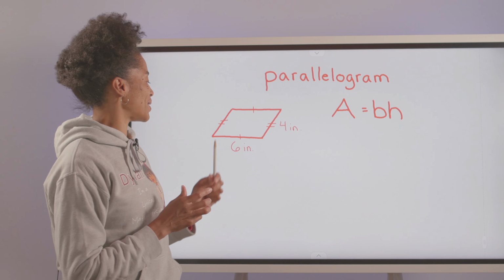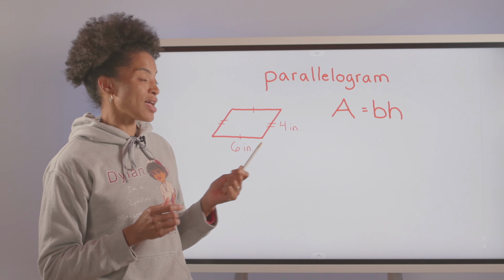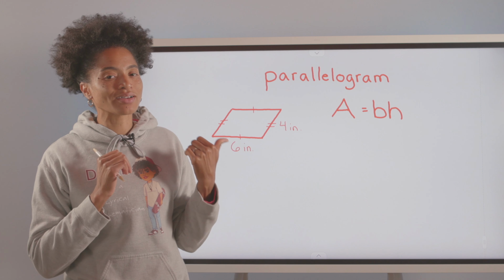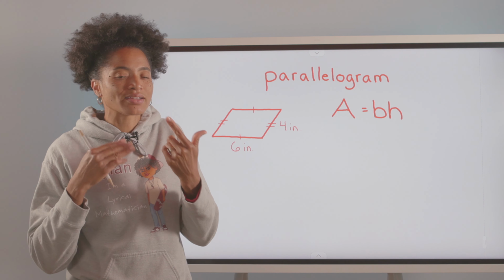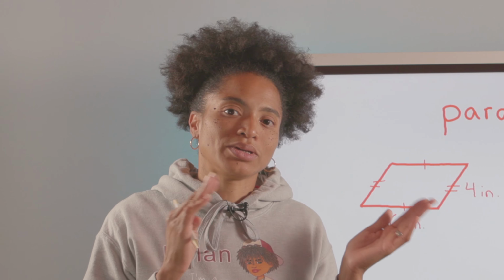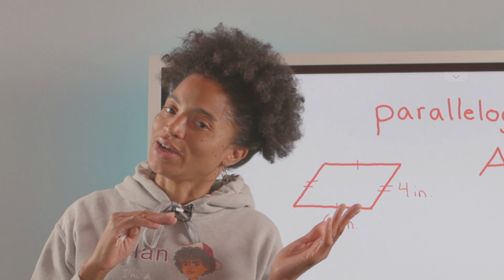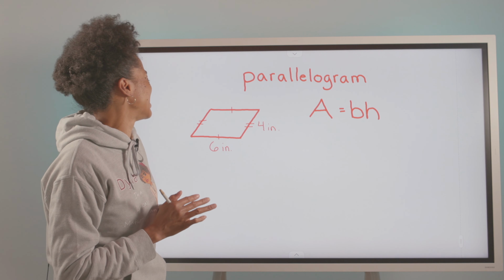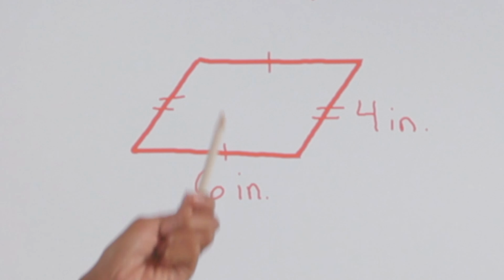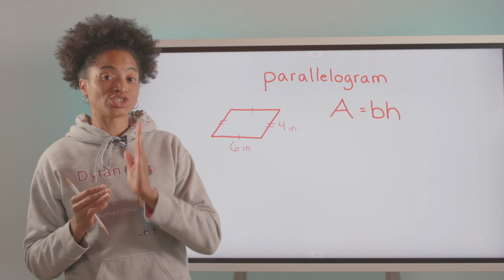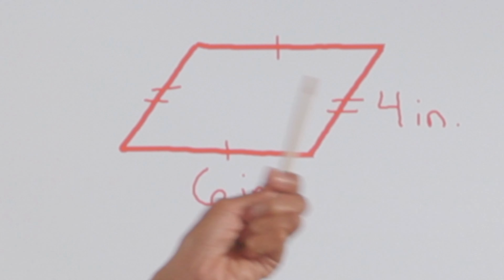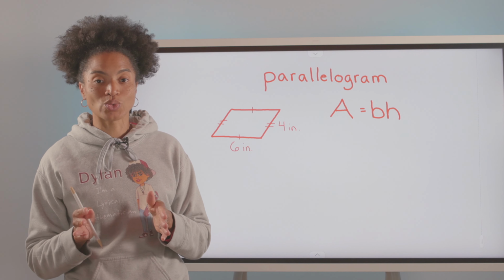In this case, the base is 6 inches. The height is 4 inches. Now, when I look at a parallelogram, I kind of think of a rectangle that's leaning to the side. In this case, the two sides that are opposite of each other are equal in length, and then the other pair are also equal in length.